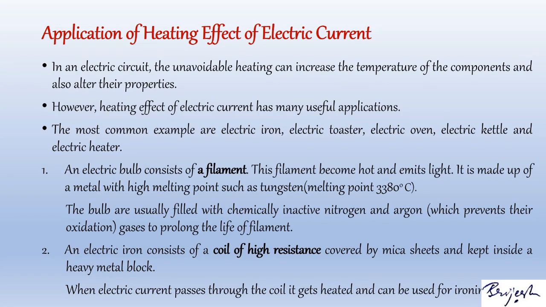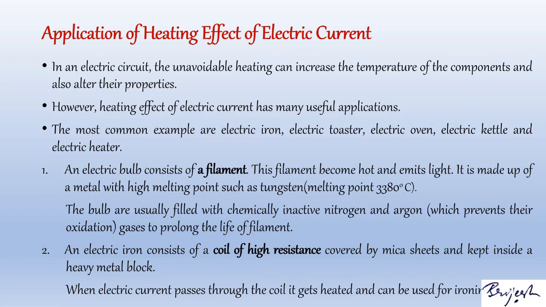An electric bulb consists of a filament. This filament becomes hot and emits light. It is made up of a metal with a high melting point such as tungsten, whose melting point is 3380 degrees centigrade. The bulbs are usually filled with chemically inactive nitrogen and argon, which prevents oxidation. So these gases are filled to prolong the life of the filament.